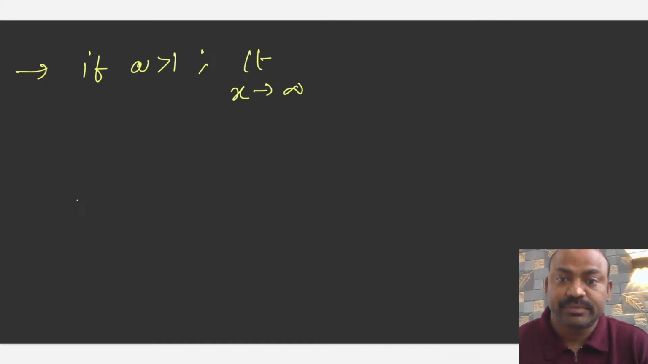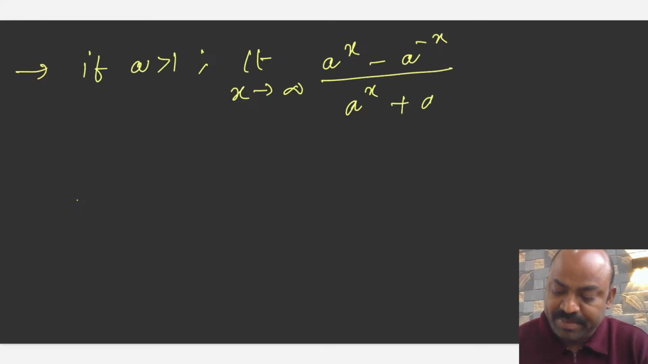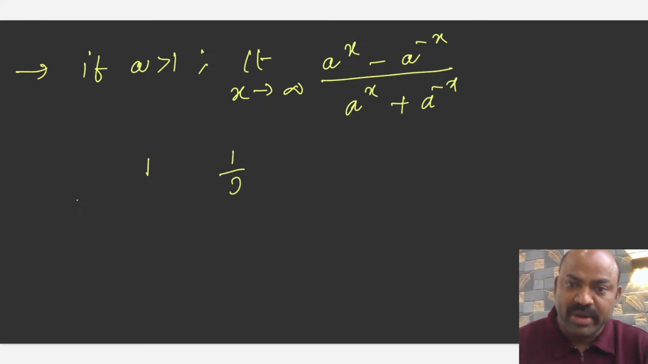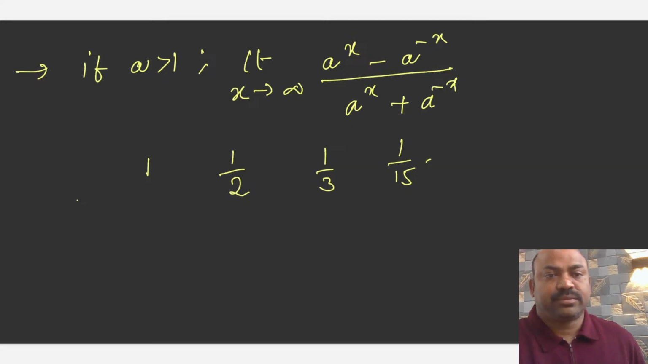a very famous and very age-old question, meaning it is regularly asked, an old type of model. The question is like this. If a is greater than 1, then limit as x tends to infinity of (a power x minus a power minus x) by (a power x plus a power minus x). The options are 1, 1 by 2, 1 by 3, 1 by 50. Clear?